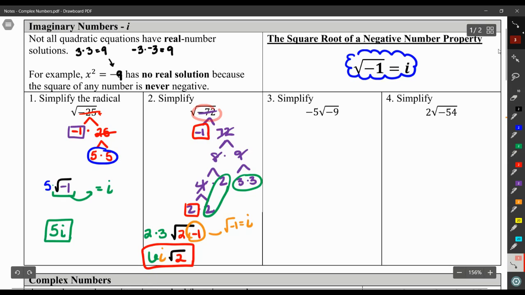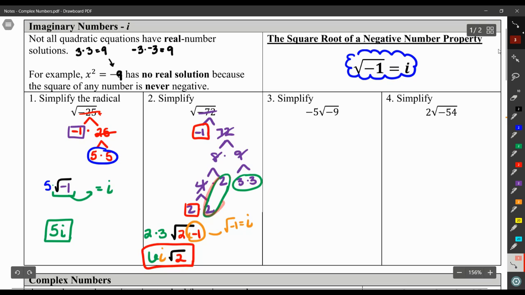So break apart negative 72 into negative 1 and 72, and then keep breaking down 72 into primes until you can't break down those numbers any further. So you should have had a negative 1, three 2s, and two 3s. Find your pairs. There is a pair of 2s here. Notice that the pairs do not have to be on the same branch. They can be on opposite branches.